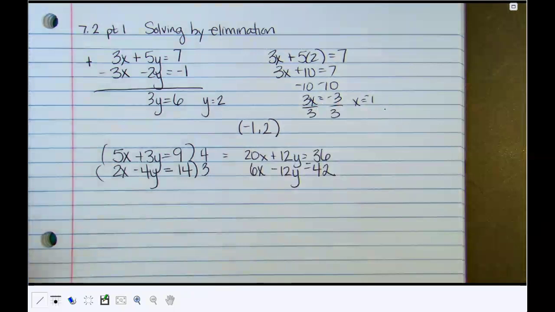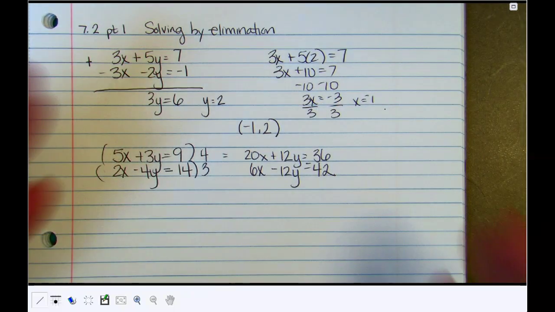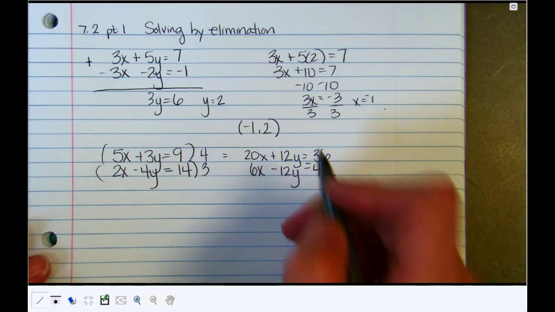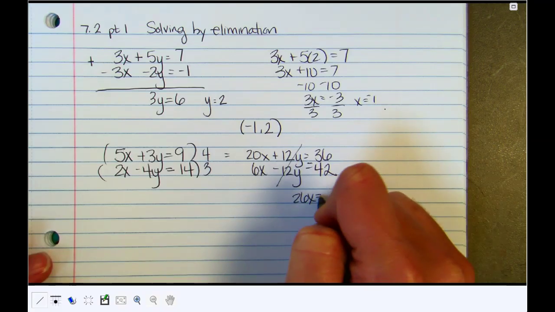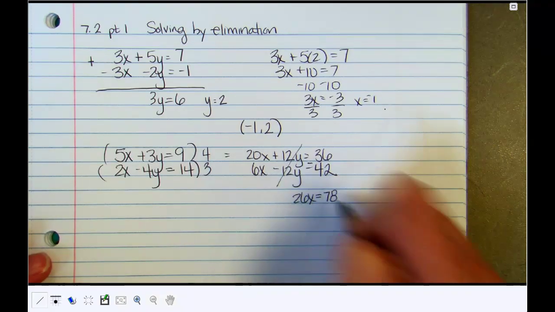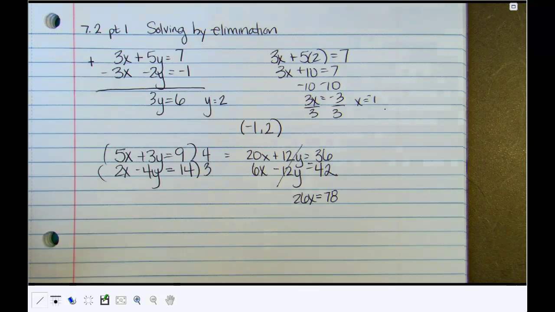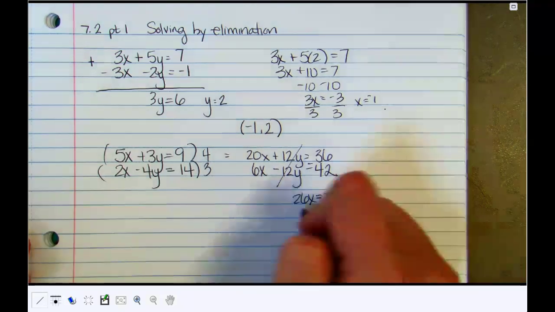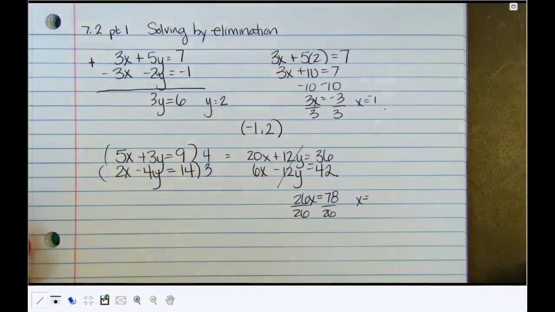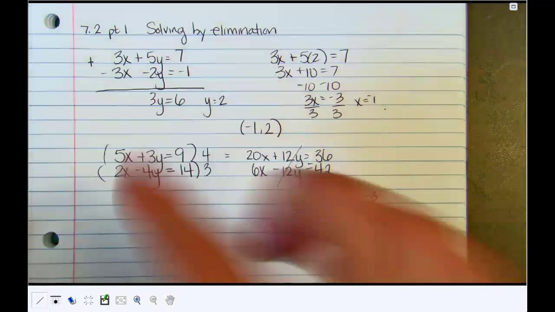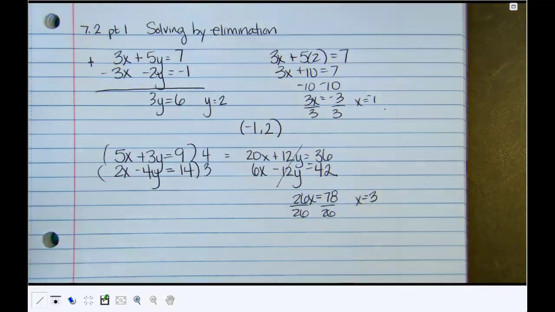I think. Okay. Now when you add them together, you have the y's cancel. You get 26x equals 78. And then what are you going to do? Divide by 26. Then you get x is equal to 3. Then you plug them back in. It does not matter which equation you plug it back into. You just have to plug it back in.